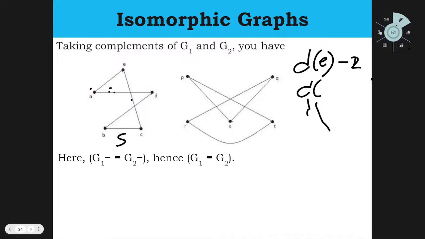Both are the same? Yes, are they the same? Yes, so they are isomorphic graphs. So how will you write this answer? See, this is not it, go back. We don't need all this. I'll show you how to write this answer.